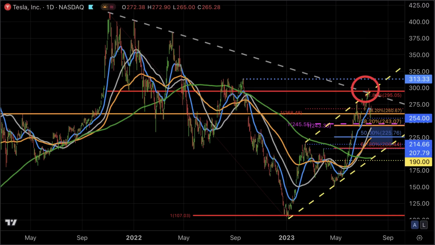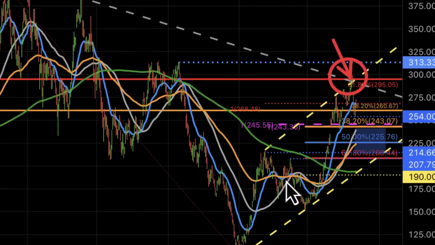So I think this is the point in time where we're overdue for some kind of a pullback after this nice rally that we saw, a rally we expected, by the way. So we're overdue for a pullback here on the chart of Tesla.